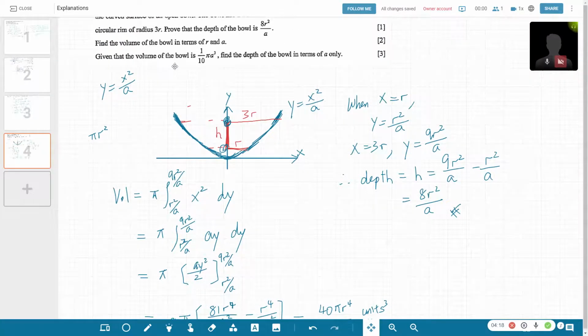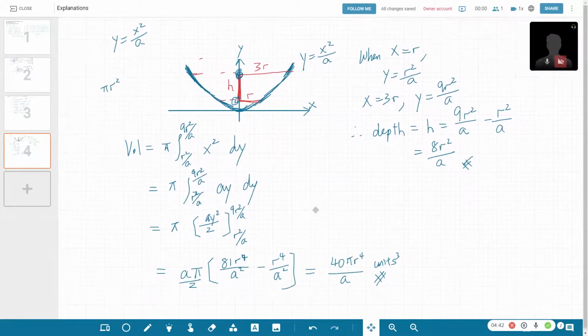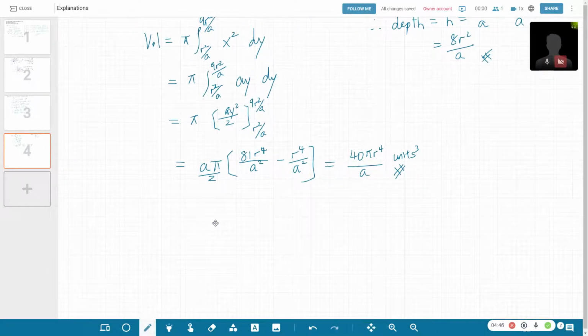Last part: given that the volume of the bowl is pi a cubed over 10, find the depth of the bowl in terms of a only. To find the depth in terms of a only means you need to find the value of r. So we will use this and this to find the value of r. We sub that in, and we'll get the depth in terms of a. That's what they really mean. So we are rephrasing the question for our own benefit.